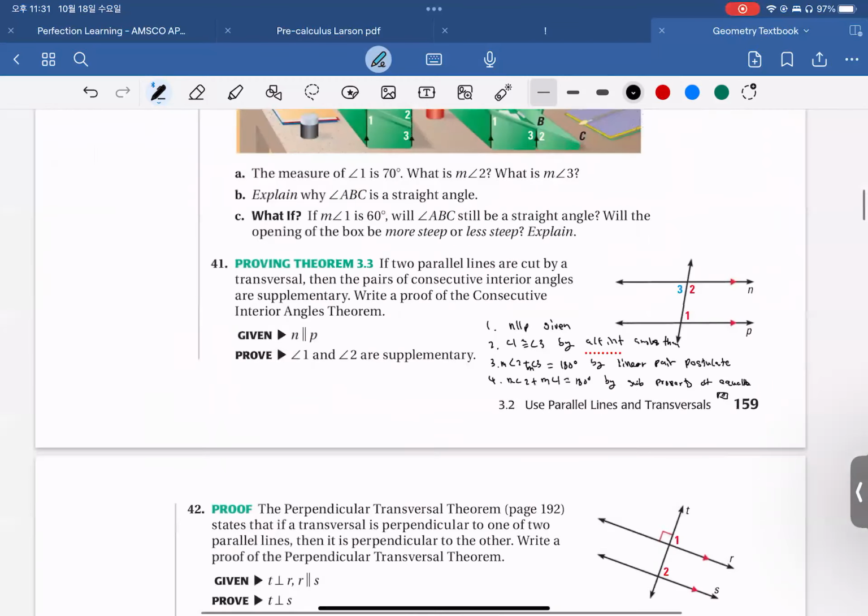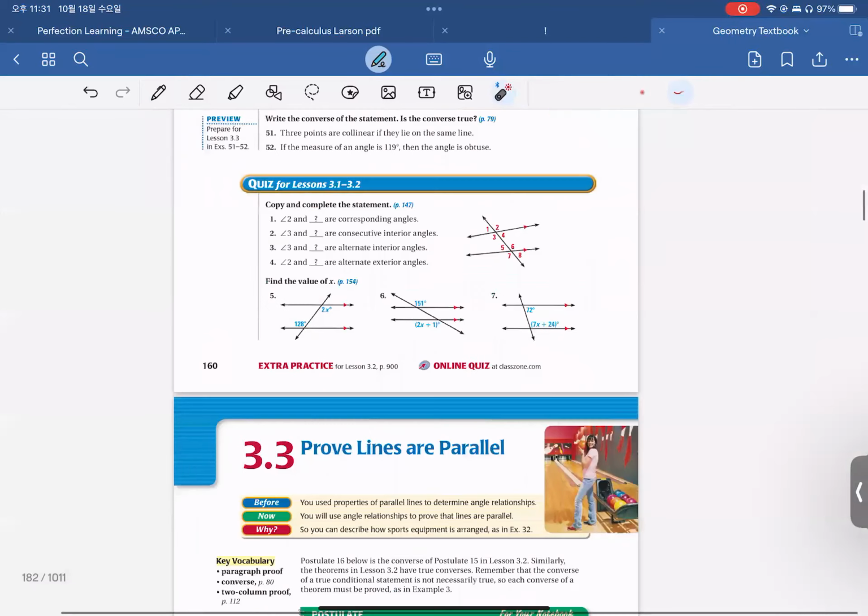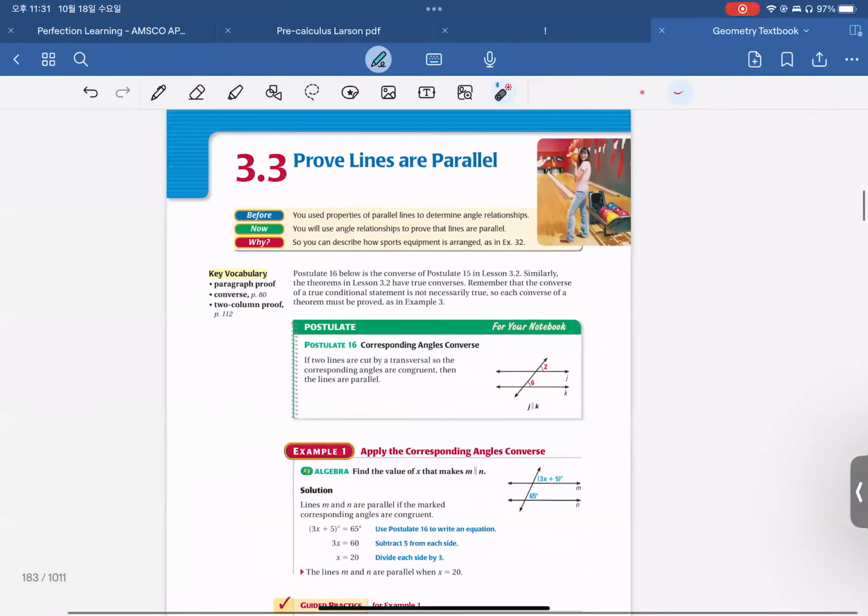I think that was pretty simple. These proofs are not really hard. It just requires you to think about it, right? Next, let's move on to proving lines are parallel.